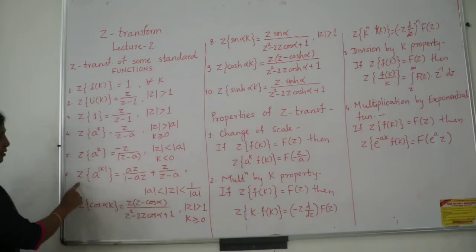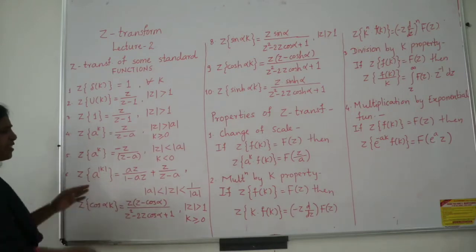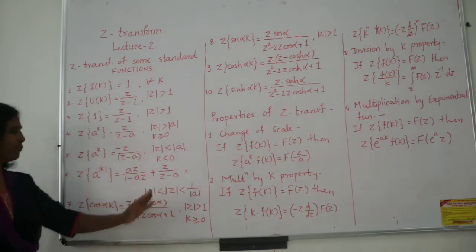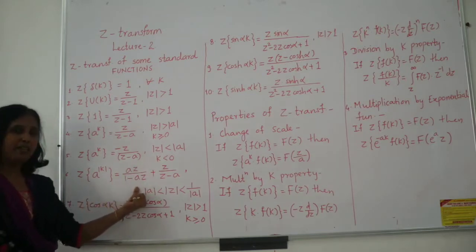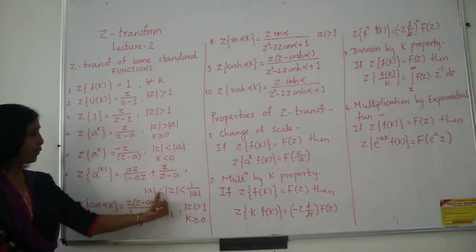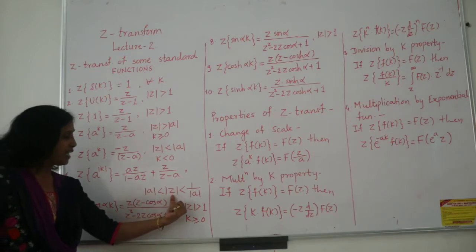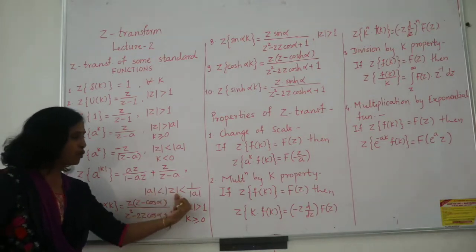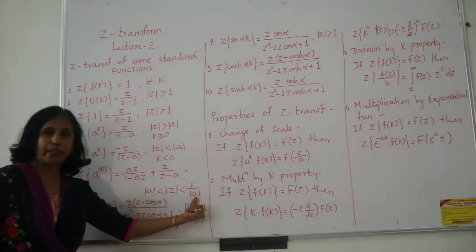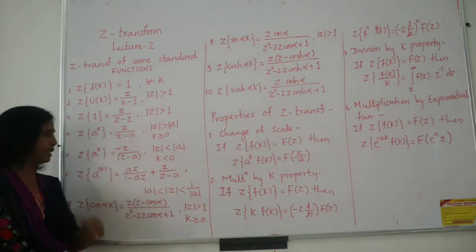Okay, then Z transform of A raised to mod K. This is a formula we rarely have to use, but the formula is there: AZ upon 1 minus AZ plus Z upon Z minus A, where the ROC is mod A less than mod Z less than 1 upon mod A. We have solved such an example in the previous lecture.